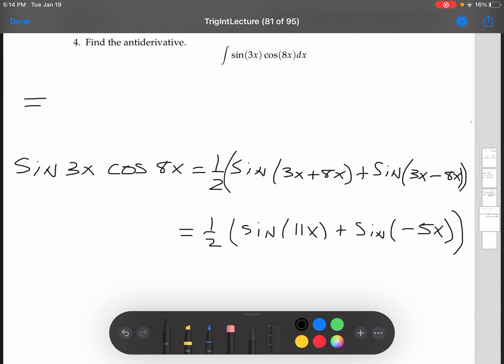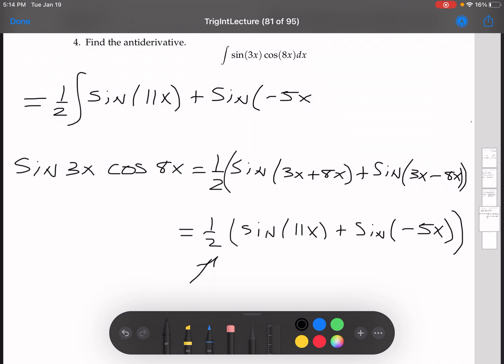And so this integral is equal to the integral of 1/2. Now, immediately when I see this 1/2 in here, I just think, okay, I'm going to pop this out to the front. So instead of writing all this out, I've got this 1/2 out front. Now I've got sine 11x plus sine negative 5x dx.